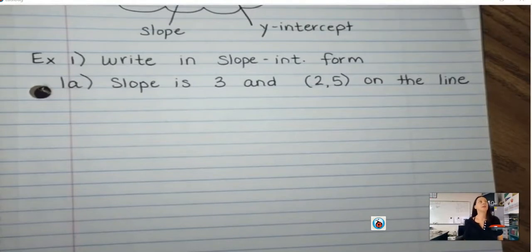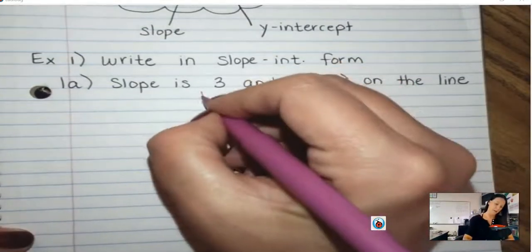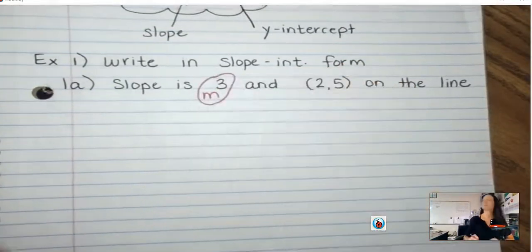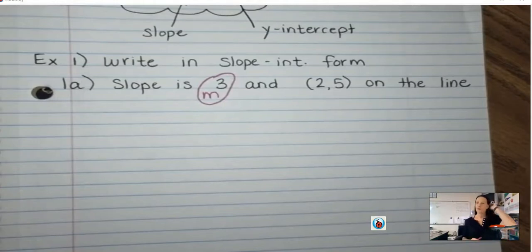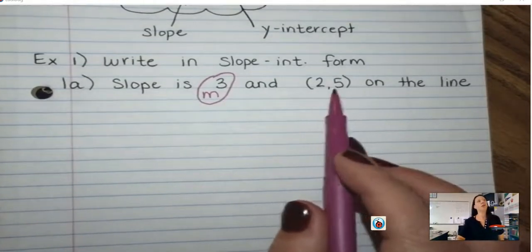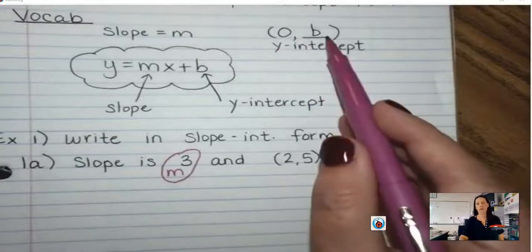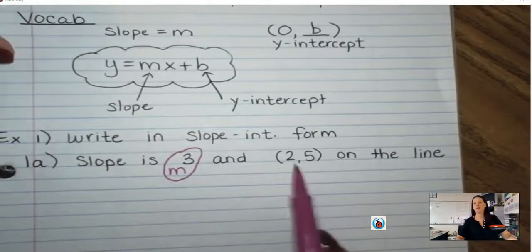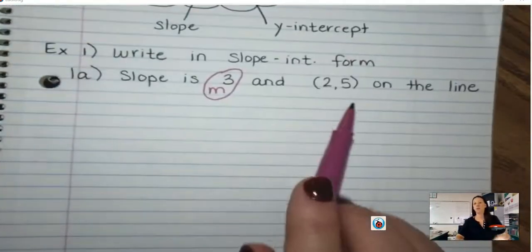So I need to write this in slope-intercept form. I know the slope. Slope is always your m value, so here is your m, which is your 3. But the (2, 5), that is not your y-intercept. Y-intercept is always (0, something). So this has nothing to do with your y-intercept right now. So don't put the y-intercept as 5.